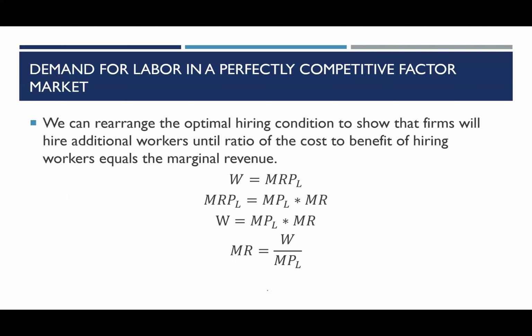This gives us a really useful optimal condition where firms will hire the amount of workers that cause the wage and marginal revenue product to be equal. Since we know marginal revenue product is equal to the marginal product times the marginal revenue, and we know that marginal revenue product equals the wage, we can just substitute the wage for marginal revenue product. And this gives us a relationship between the benefits to the firm and the costs.